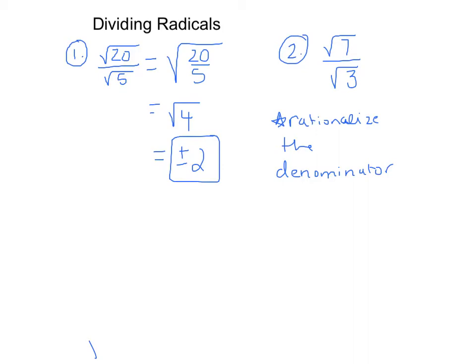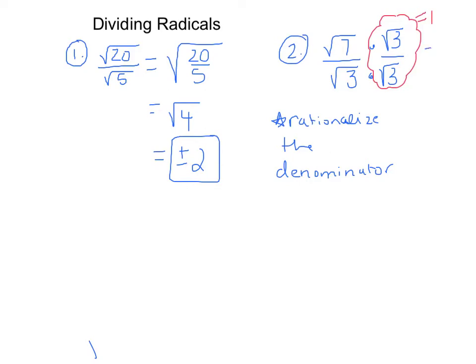So what you're going to do is multiply the top and the bottom by whatever's in the denominator. So the denominator is the square root of 3, so we're going to multiply the top and the bottom by the square root of 3 over the square root of 3. The reason why we're doing that is because I'm not changing my fraction, because the square root of 3 divided by the square root of 3 is equal to 1. So I'm just multiplying by something that's equal to 1.